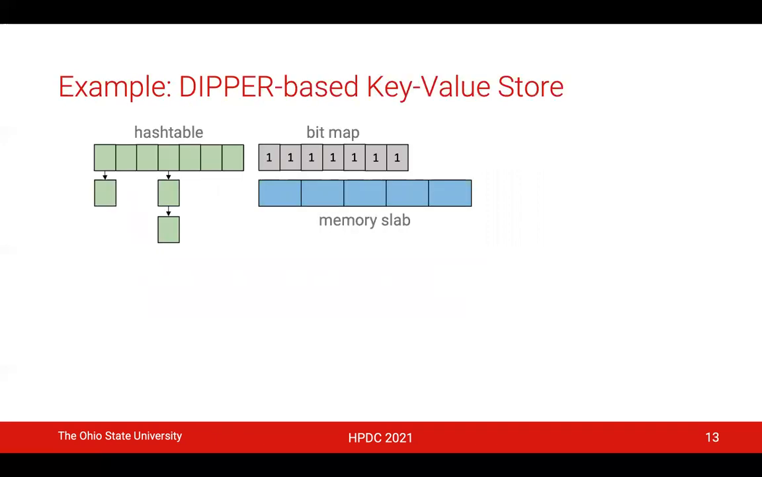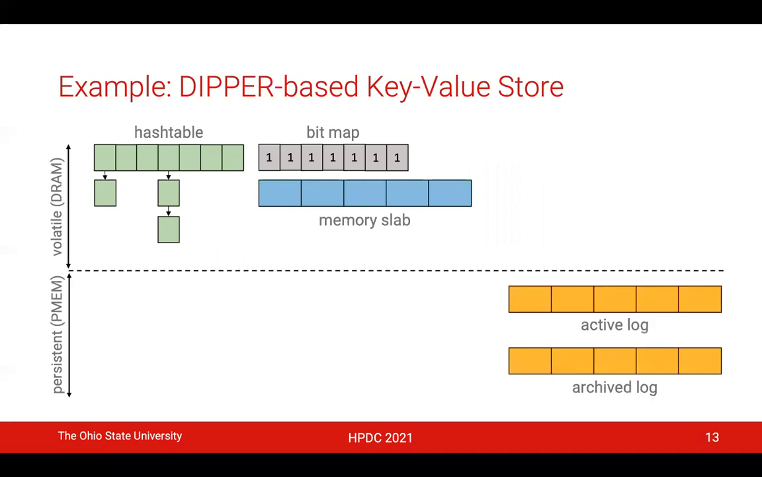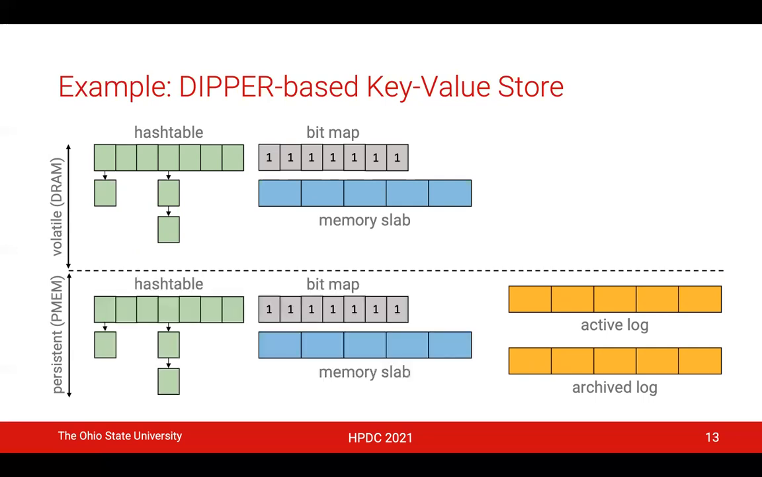So let's see how you can use Dipper to make a volatile key value store persistent with a simple example. Assuming you have a volatile key value store, which is implemented using a hash table and a memory slab indexed using a bitmap, let's see how Dipper works. First, we have two operation logs inside persistent memory called the active log and the archive log. Second, we have exactly the same representations of the volatile data structures in persistent memory as well.